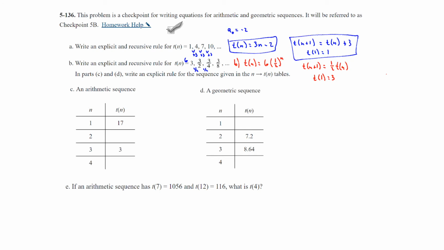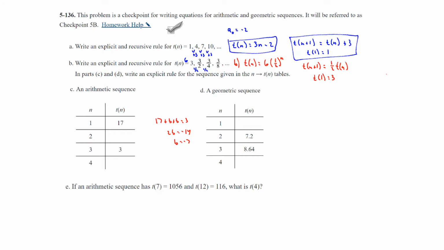Part C, an arithmetic sequence. So you're given a table on this one, and it's telling you it's arithmetic, so we need to add something to this to get to the next one. Same thing here, it has to be constant. So what's 17 plus b has to equal 3. So that means 2b, subtract the 17, that would be negative 14. So it looks like we would be adding negative 7 each time.